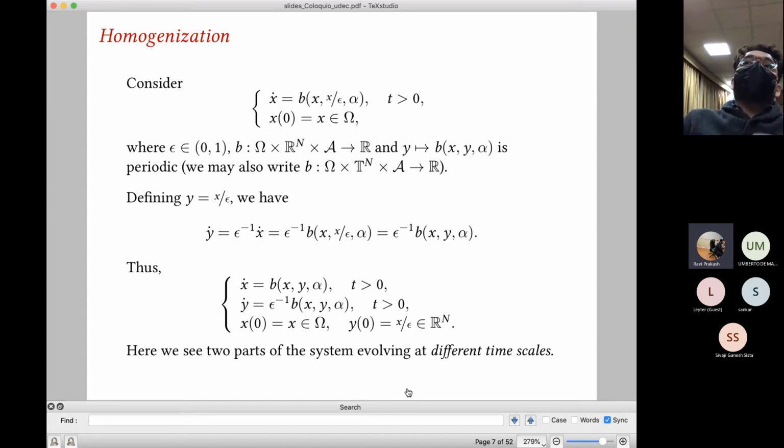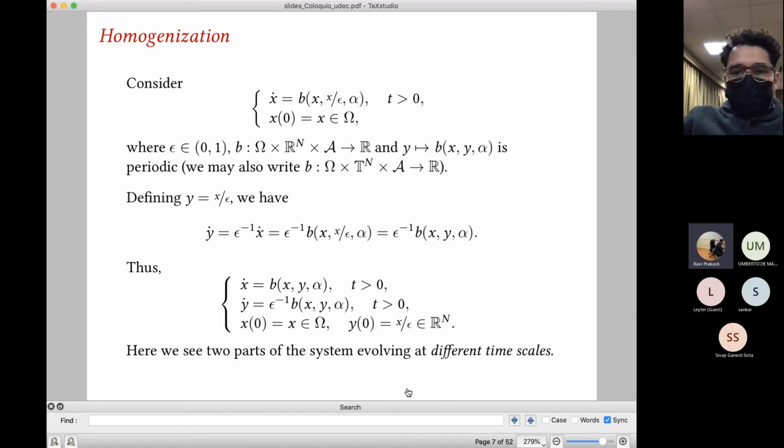We see two parts evolving at different time scales, and this behavior is found in some real world applications, which I'm not too familiar with, but in electrical circuits and stuff like that, we find this type of behavior.